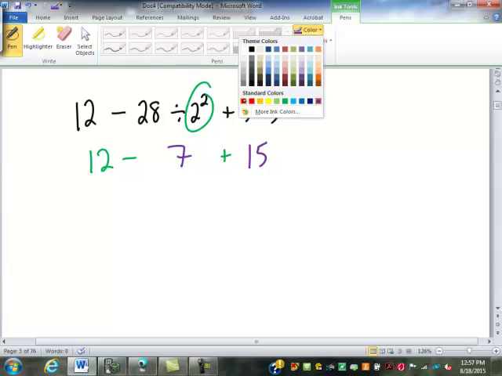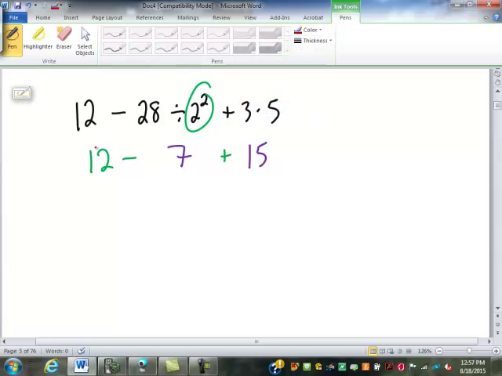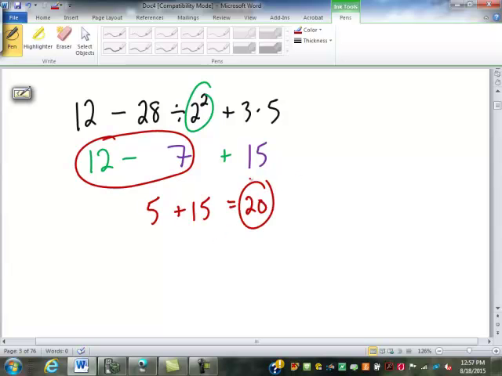Now we're down to simply addition and subtraction. What do we do first? Left to right. 12 minus 7 is 5. Plus 15 is 20. So that comes out. How many you got 20 for that? Great.